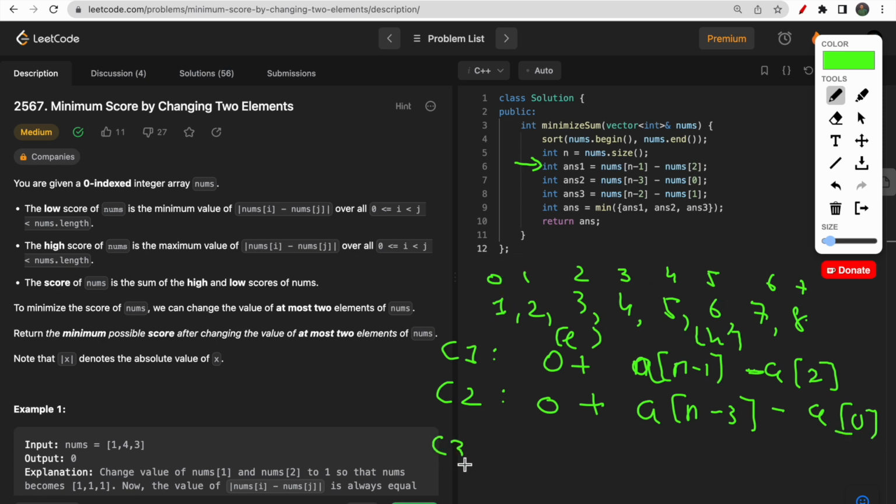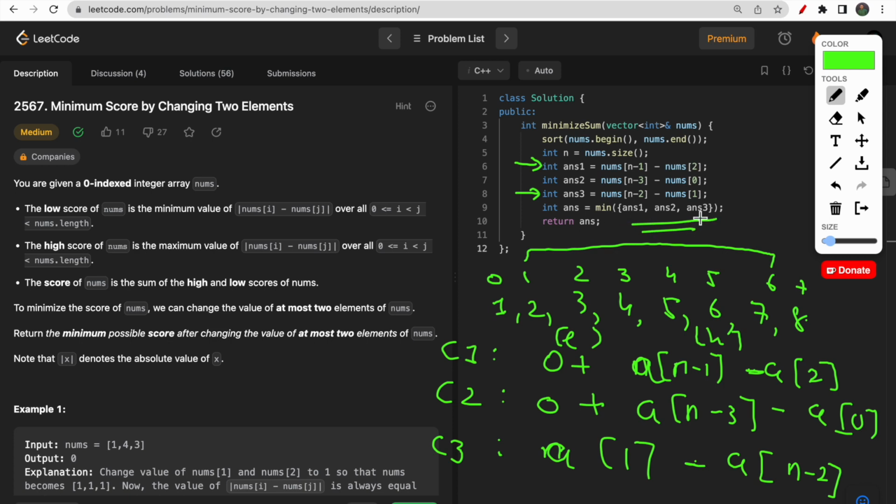Okay, what was our case 3? Case 3 was to change one element from the start and one from the end. Then our difference would be 1 to 6. It means the element at index 1, array at index 1, minus array at index n minus 2. So this is array of n minus 2 minus array of 1. Okay, and what we do is take the minimum of all three possible answers. We return that as our answer.